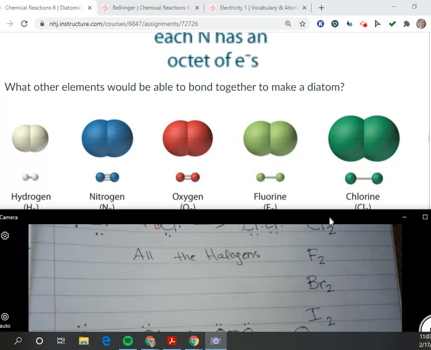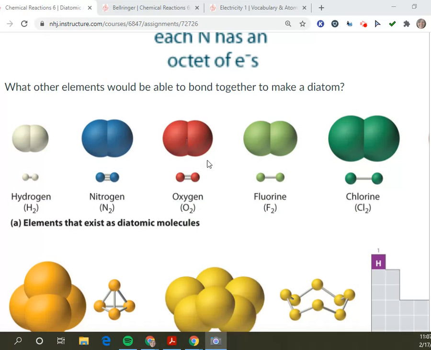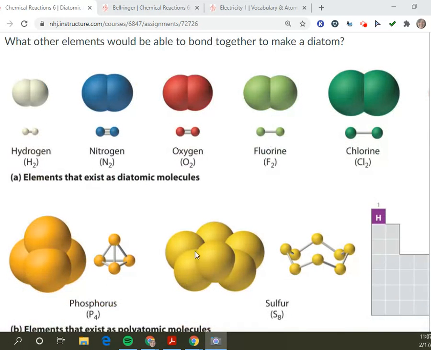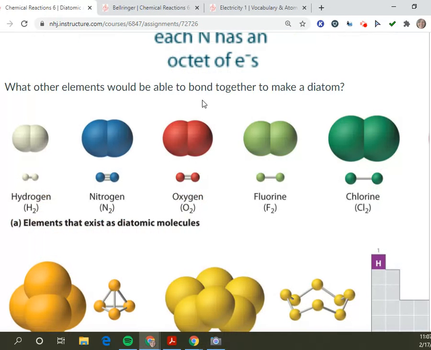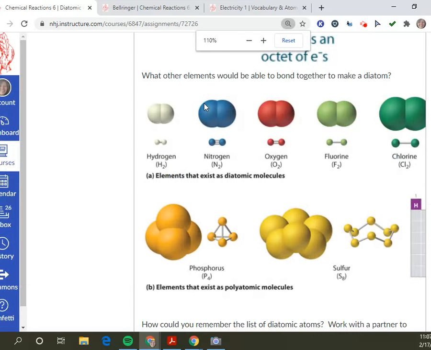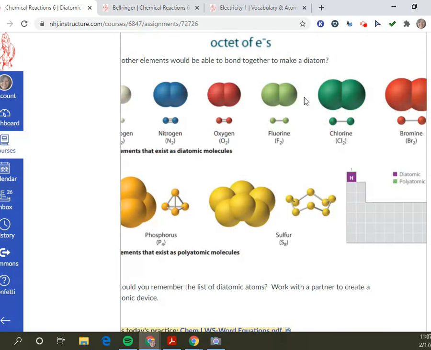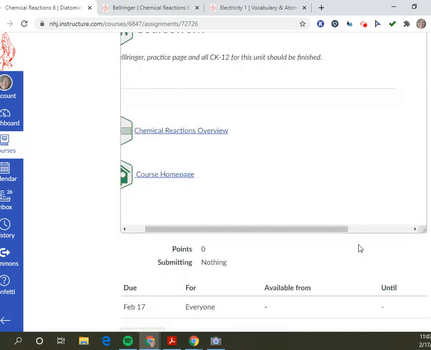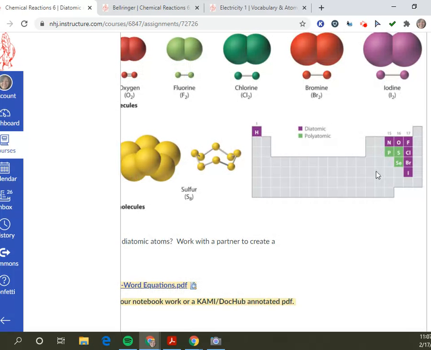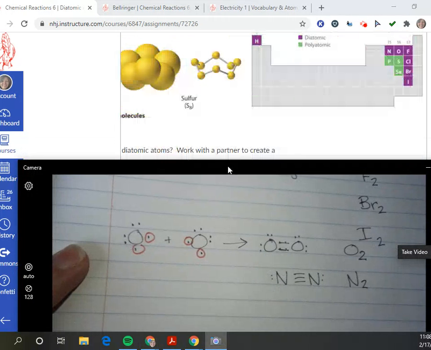So I'm going to take my camera away for a second and let's look at our list. Hydrogen, nitrogen, oxygen, fluorine, chlorine, and bromine, and iodine, we have the 7 list here. So if we look at the periodic table that you have in your lesson, I want you to make note of all of these. Hydrogen is diatomic, nitrogen, oxygen, fluorine, chlorine, bromine, and iodine. 1, 2, 3, 4, 5, 6, 7. So I'm going to go ahead and put that in my notes as saying they're diatomic 7.